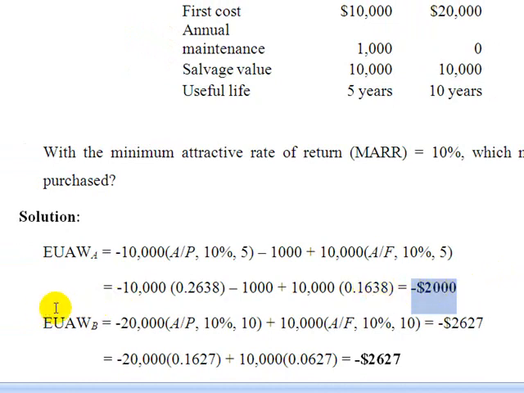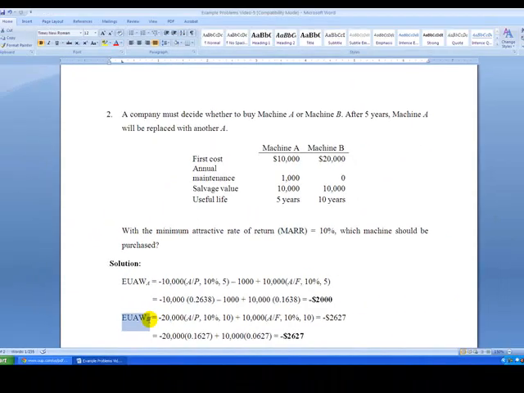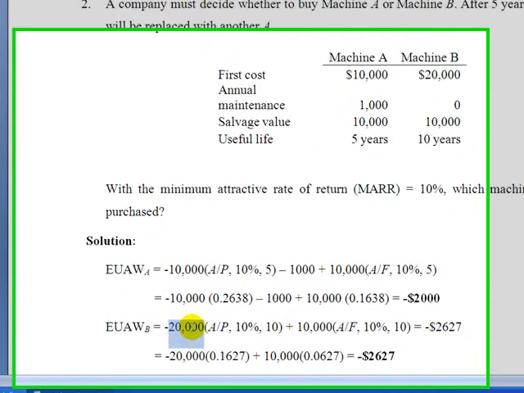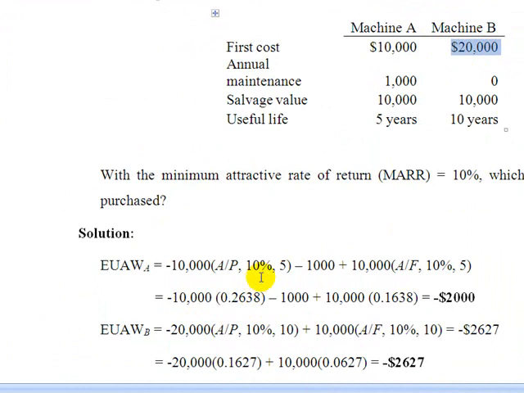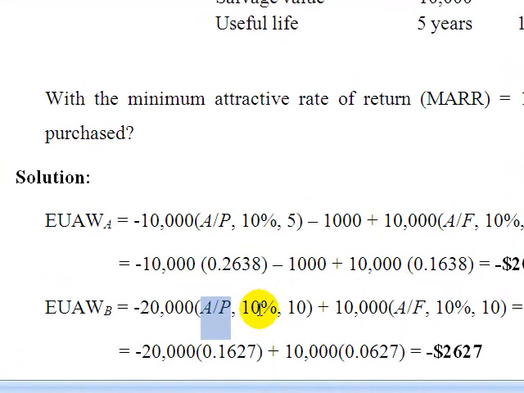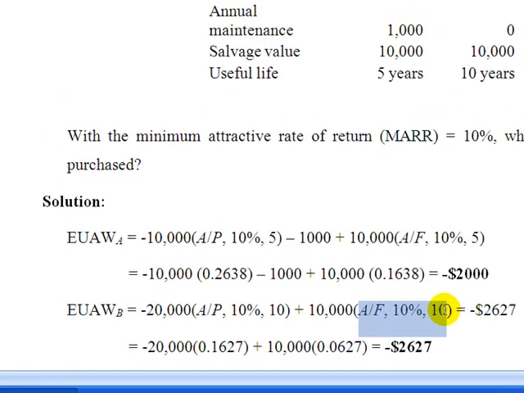Now let's do option B. So for option B, EUAW of B: minus 20,000 is the first cost, that is P, so we need to multiply that with A given P factor. Interest rate doesn't change, but the number of years changes from 5 years to 10 years because the life of this machine is 10 years. That's the only difference here. Plus 10,000, which is the salvage value. Salvage value is the same, that is a future value, so we need to multiply that by A given F factor at 10% interest, and 10 is the useful life.